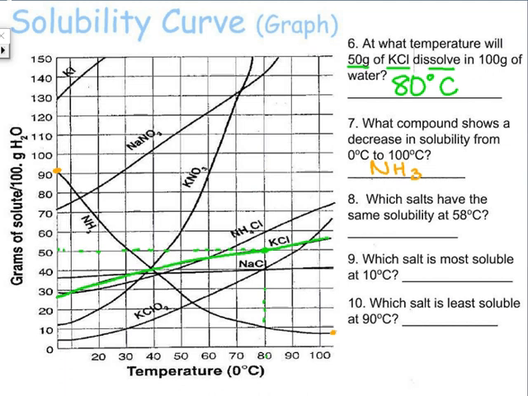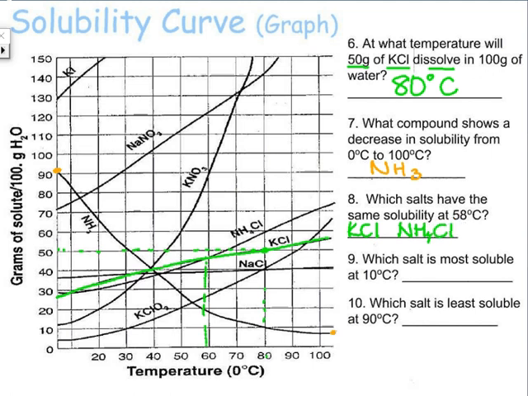All right, this one says, which salts have the same solubility at 58 degrees Celsius? So I find 58 degrees Celsius, so it's just less than 60. I'm going to trace it up, and I'm going to see which two lines pass through that point. So at 68 degrees Celsius, both potassium chloride and ammonium chloride can dissolve the same amount. So that would be potassium chloride and ammonium chloride.